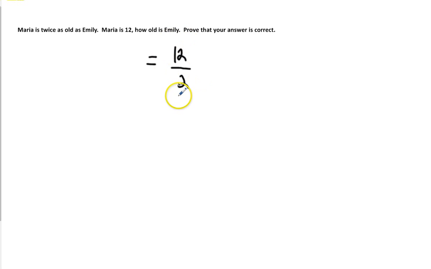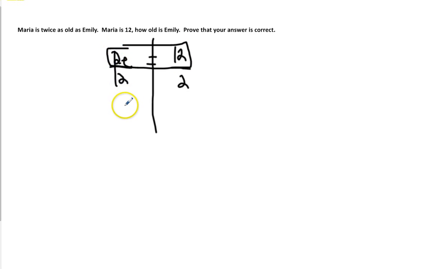So we start with the solution first. And then remember, we draw our line, and we show the other side. So that would be a divide by 2. In order for me to divide by 2, I'd have to multiply by 2 for my equation. So 2e equals 12 is your equation. These cancel out, so e equals 6. And we substitute back in. Does 2 times 6 equal 12? Yes, 12 equals 12. So my solution is correct. Emily has to be 6 years old. That is how you would prove that your answer is correct.